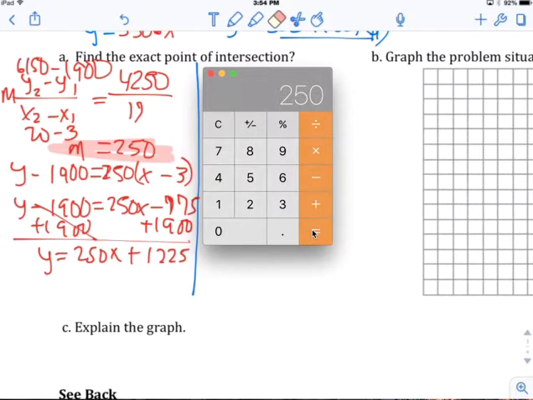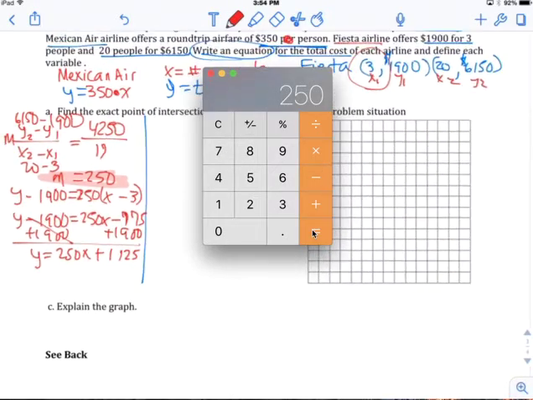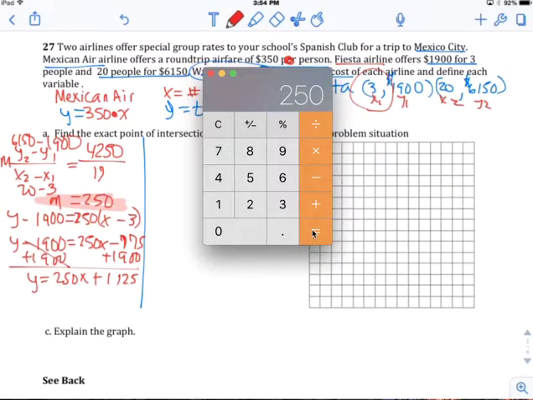Nope, nope, 1, 1, 2, 5, right? Let me double check. Yep, all right. So this is the equation for Fiesta. Fiesta's equation is y equals 250x plus 1,125.